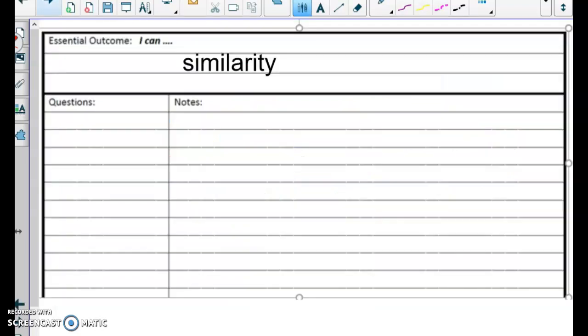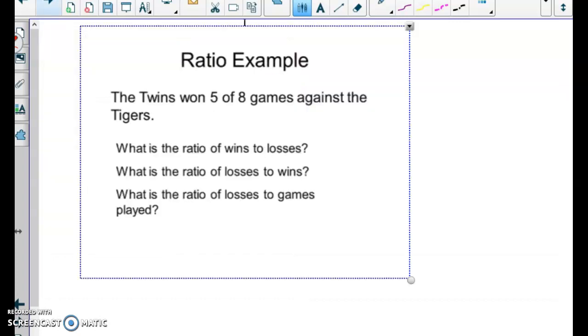So let's talk about taking notes. All of chapter 7 is similarity, so we're going to be doing a lot of proportions. First, let's talk about if the Twins won 5 of 8 games against the Tigers. We want to know what the ratio of wins to losses is. Well, when they played 8 games and they won 5, they lost 3. So wins to losses would be a 5 to 3 ratio.